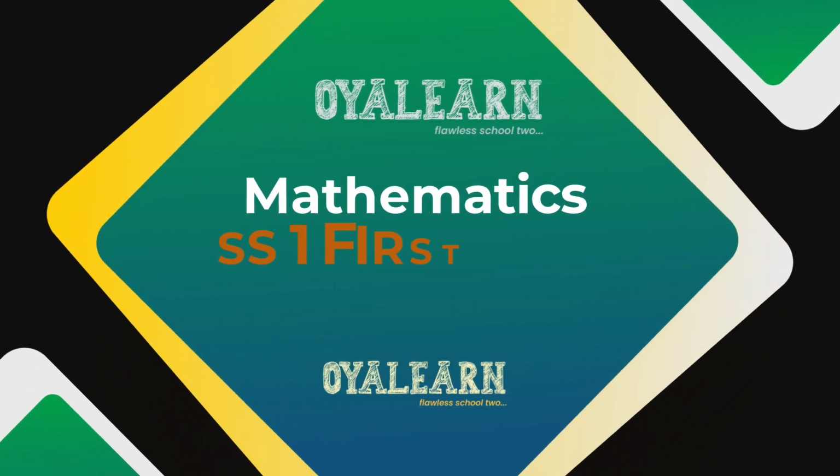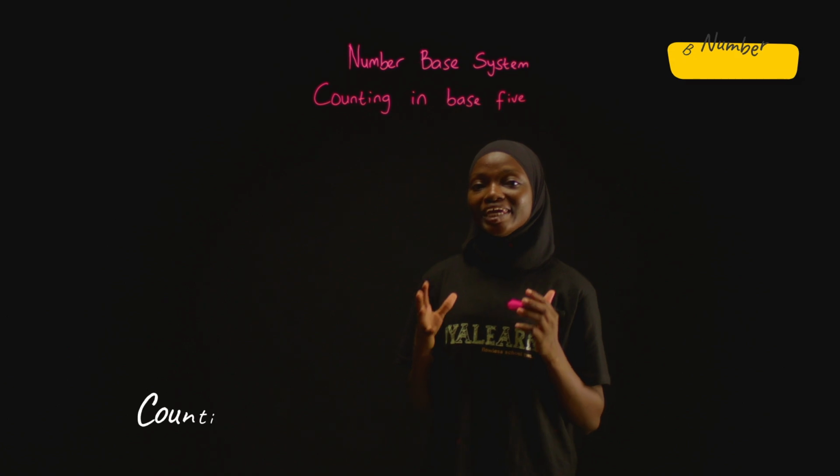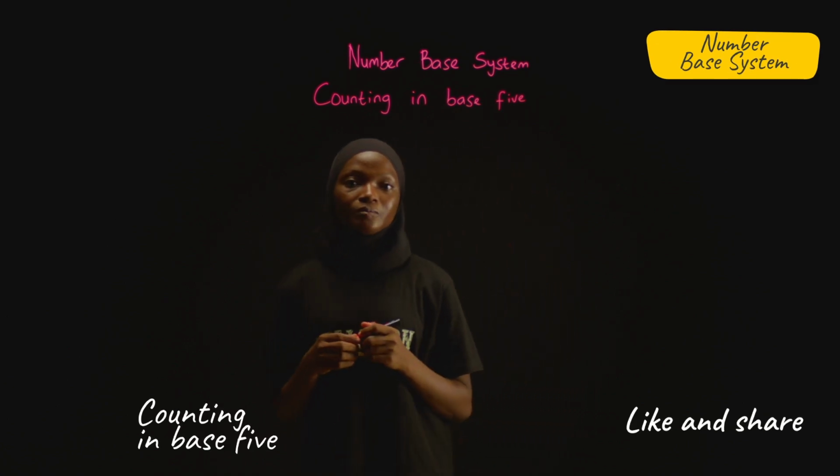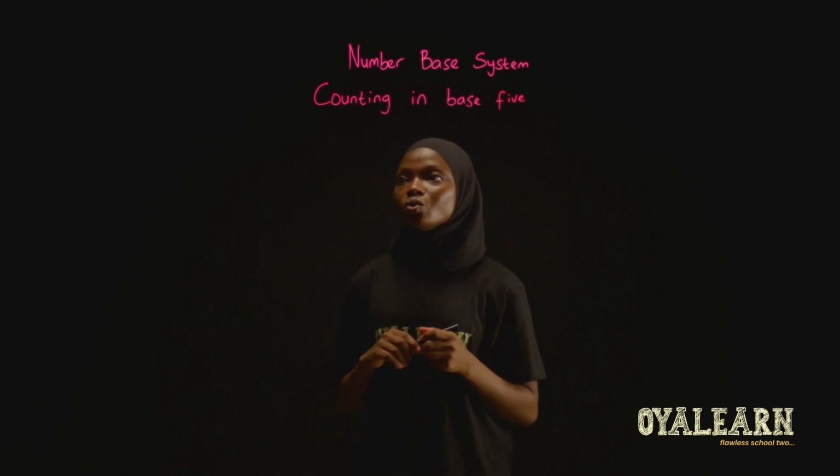Let's count in base 5. Recall, what digits do we use in the base 5 counting system? We use digits 0 to 4. So let's start with that.